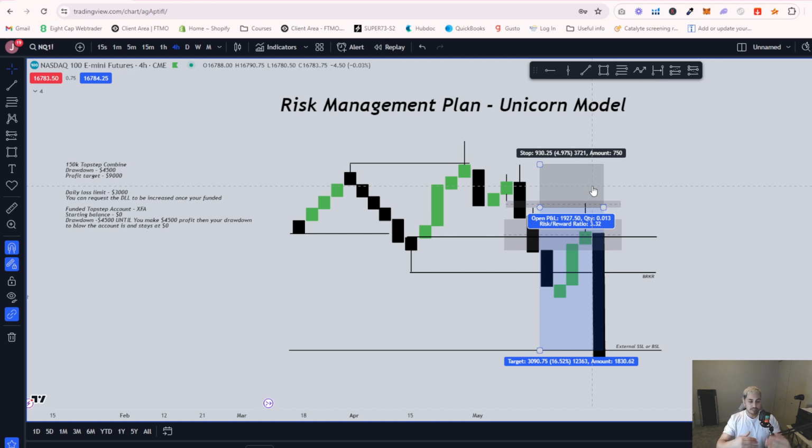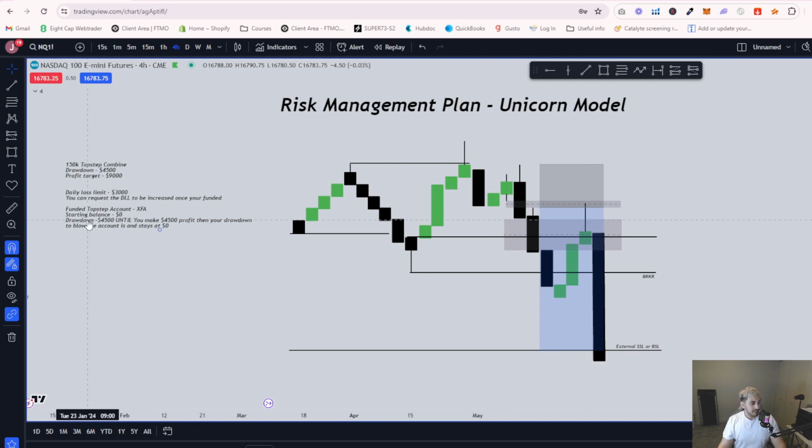Keep stacking those little wins just off the unicorn model. And I promise you guys will most likely get a funded account. And then once you get the funded account, try to make that $4,500. And I'm referring to a 150K Top Step account here, but try to make that $4,500 or whatever that drawdown threshold is on your funded account. And then just keep building that account up until you get that withdrawal. And then you'll have a fat drawdown to work with.